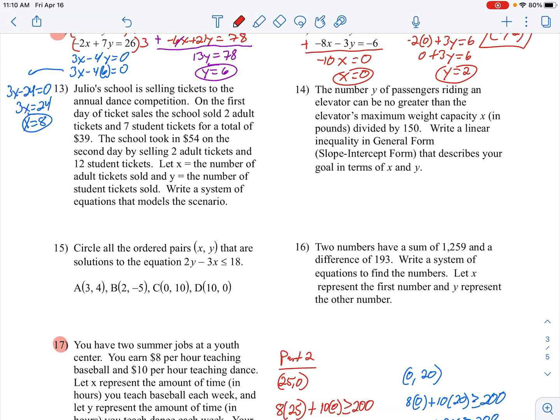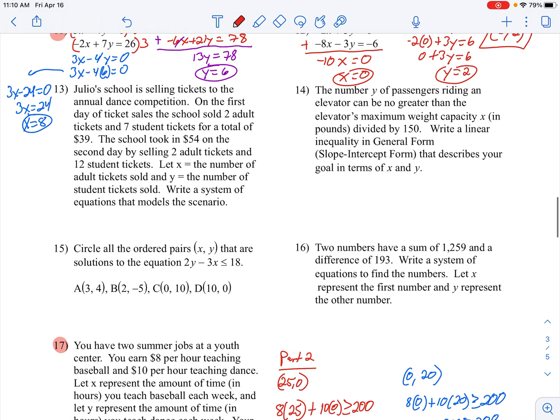Number 13, Julio's school is selling tickets to the annual dance competition. On the first day of ticket sales, the school sold 2 adult tickets and 7 student tickets for a total of $39. So as we put that together, X is representing the number of adult tickets sold, and that actually should be phrased as the cost instead of the number, because we know how many were sold. It should be the cost.